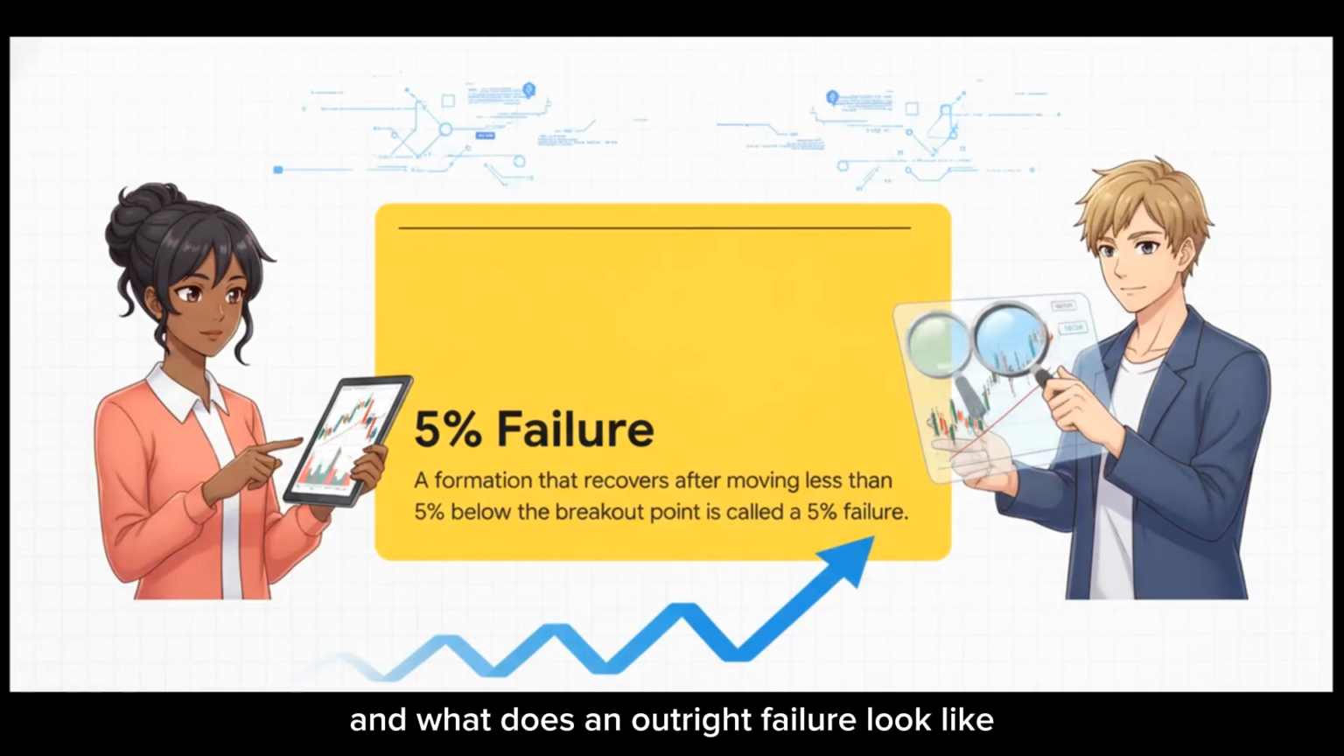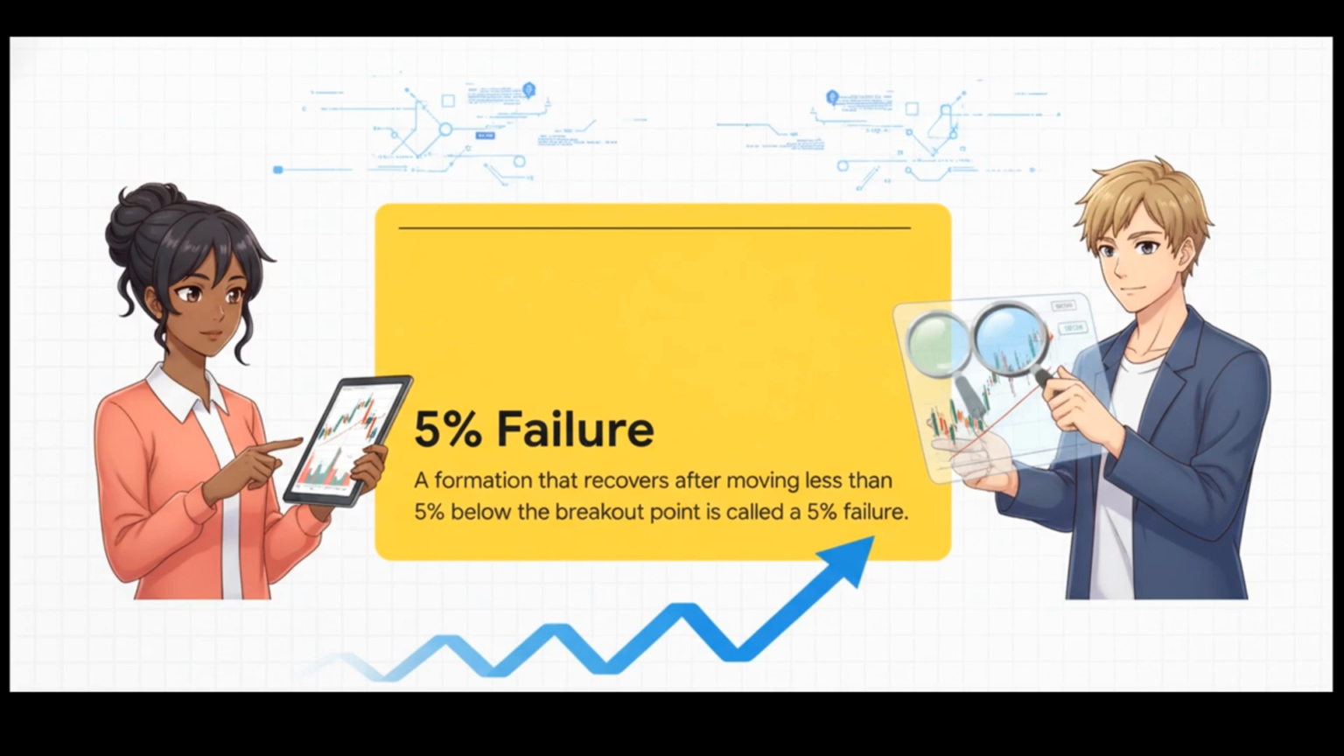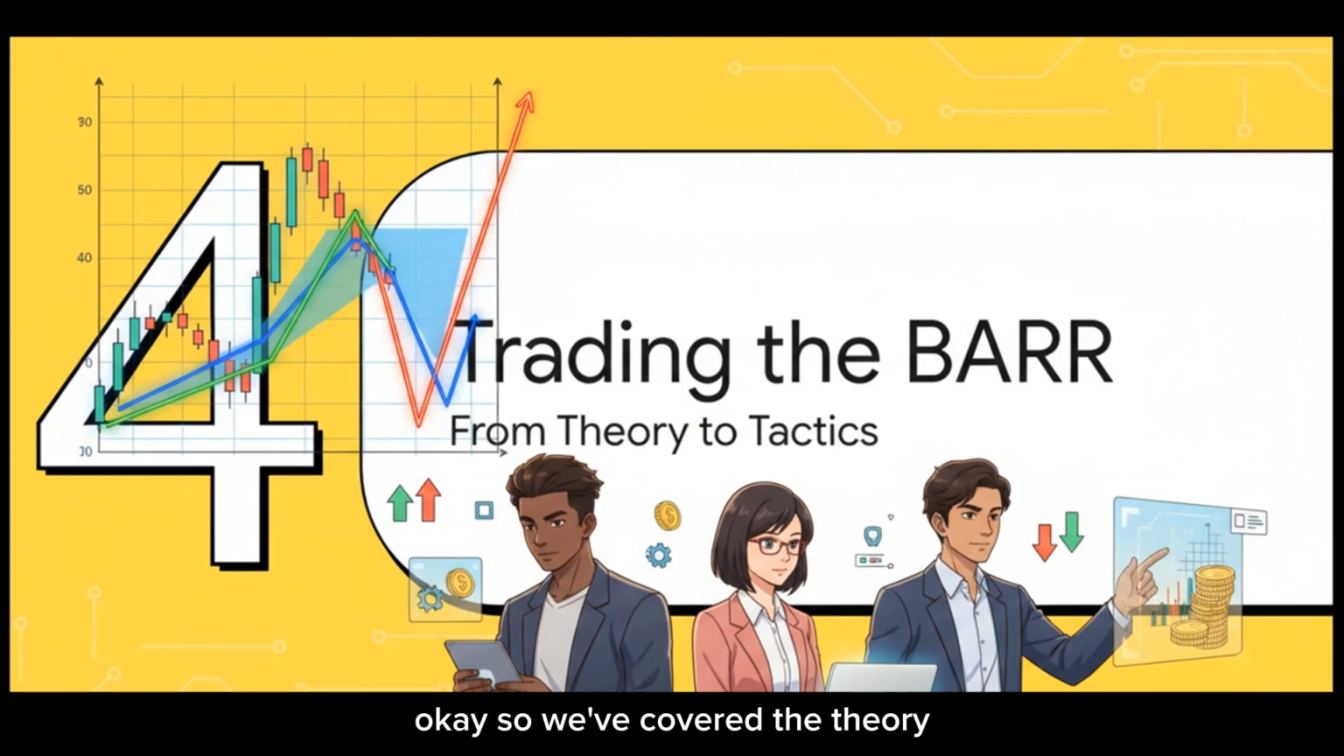And what does an outright failure look like? Well, the data shows that if the price breaks that trend line, but it drops less than 5% before it recovers and starts rallying again, we call that a 5% failure. This is a super important number for managing your risk, and it's a great reminder that you always wait for confirmation.